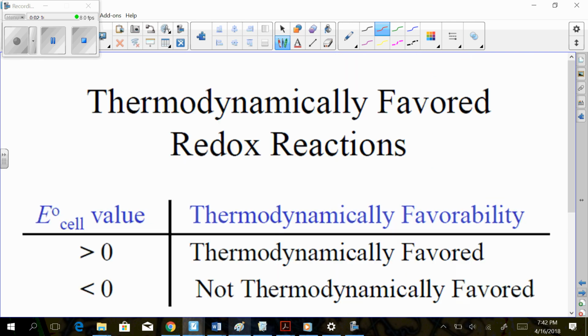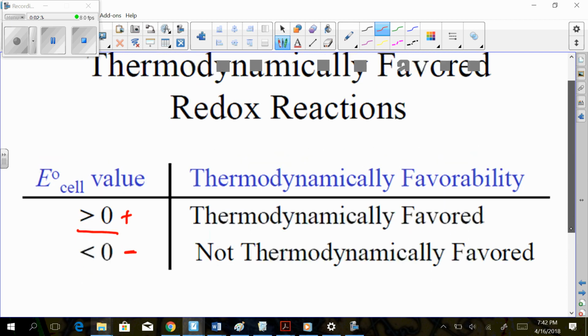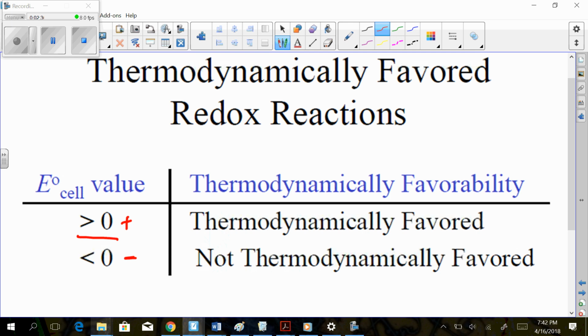Without further ado, today we're going to talk about thermodynamically favored reactions. If it's thermodynamically favored, then the E naught cell is going to be positive. You're going to have a positive delta E. If it's not thermodynamically favored, it's going to be negative. You're going to have a negative E cell. By thermodynamically favored, we mean that delta G is negative, or for non-thermodynamically favored, delta G is positive.